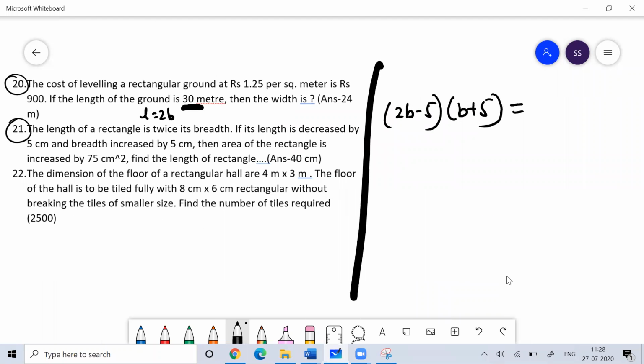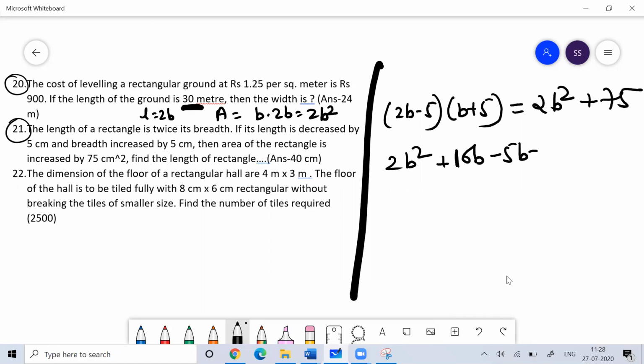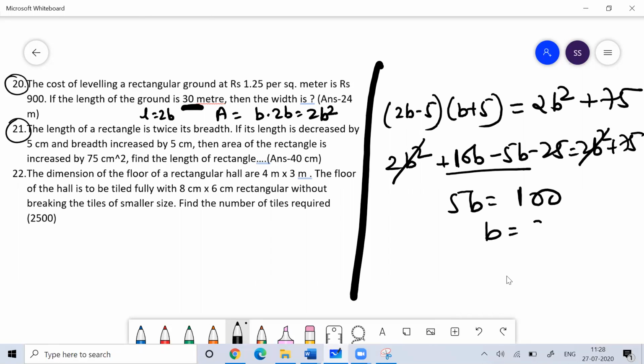So the earlier area of rectangle was how much? Earlier the area was length into breadth, means b into 2b. Earlier your area was 2b square. Now the area is increased by 75 centimeter square. So I need to solve this equation. This is 2b square plus 10b minus 5b minus 25, that is 2b square plus 75. So 2b square gets cancelled. This is 5b equal to 100. So breadth is equal to 20. What they're asking you is length. Length is double of breadth, so the length would be 40.